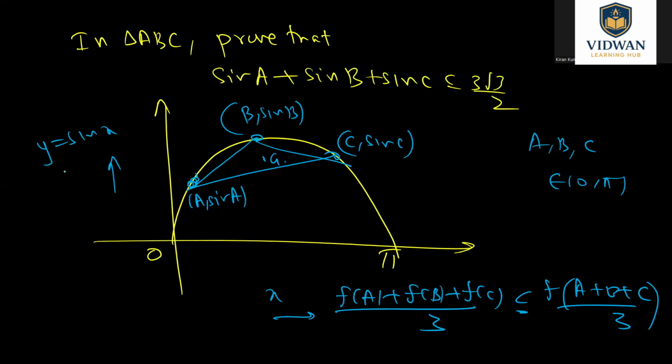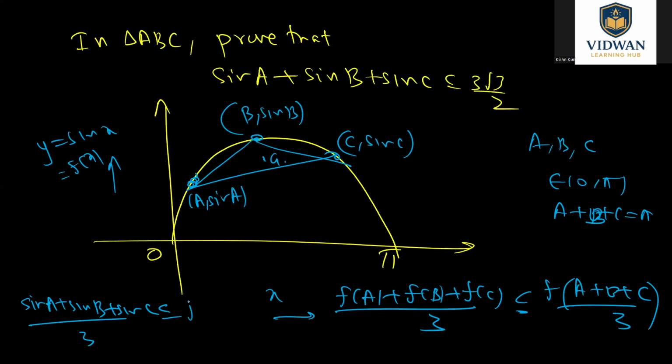And if this is your f of x, what is f of A? Sin A. f of B is sin B. f of C is sin C. So you'll get sin A plus sin B plus sin C by 3 is less than or equal to f of (A plus B plus C) by 3. What is A plus B plus C? Pi. So the right hand side is nothing but f of pi by 3. What is f of pi by 3? Sin pi by 3, which is root 3 by 2.